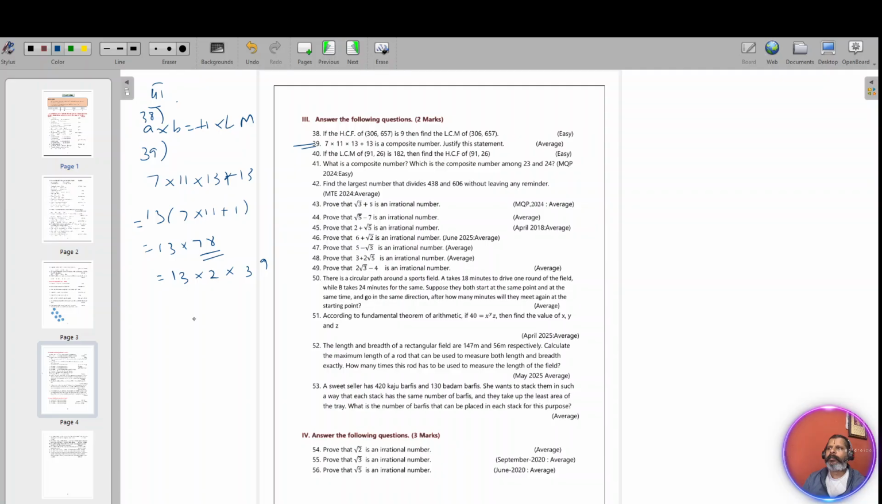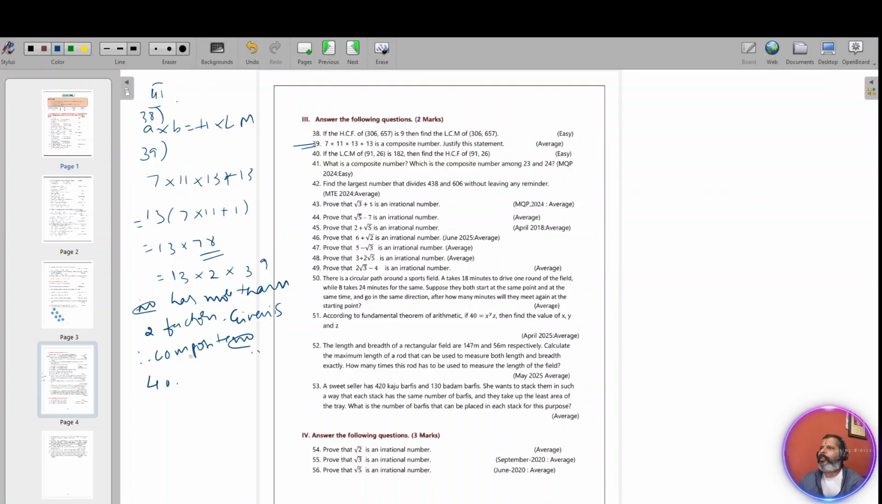Understand properly? Composite means if it is having more than two factors, then we say it's a composite number. So, the number has more than two factors, therefore the given number is a composite number. Clear?